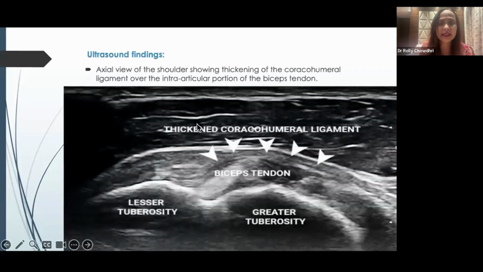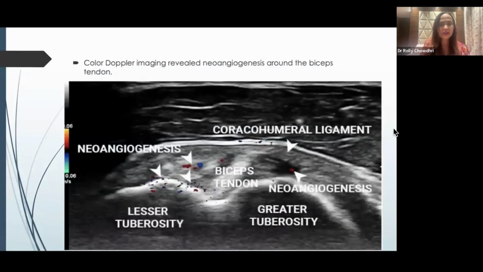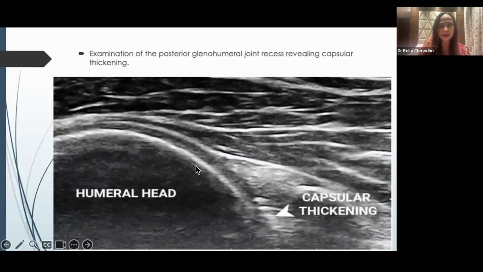So this, as I showed you, was the axial view of the coracohumeral ligament, where you are seeing the thickening of the ligament in the intraarticular portion of the biceps tendon. There is more soft tissue, which is hypoechoic, in this ligament. Then, as you see, there is thickened, hypoechoic soft tissue with neovascularity on the color Doppler ultrasound within this, which is also one of the signs of adhesive capsulitis.